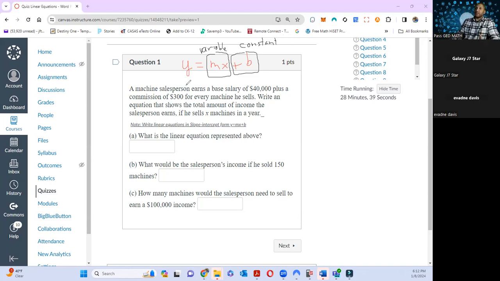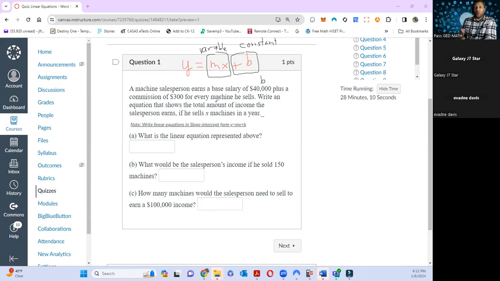So when you look at this: a machine salesperson earns a base salary of 40,000 plus commission of $300 for every machine he sells. So no matter how many machines he sells, what is this person going to make? 40,000. Is that going to change or is that constant? That's constant. So that should be plus a commission of $300 for every machine he sells.